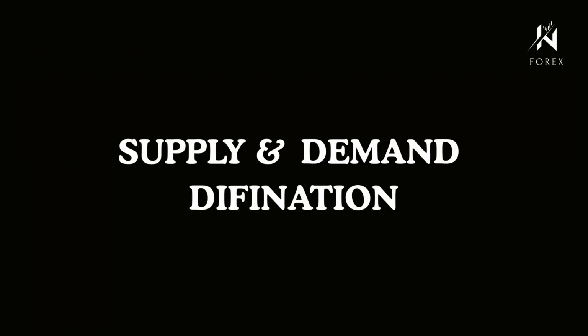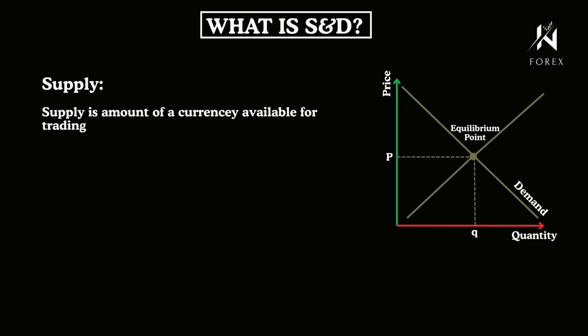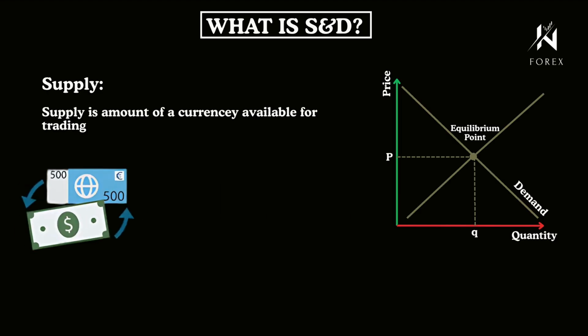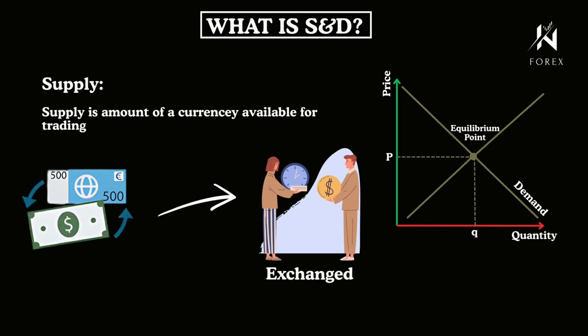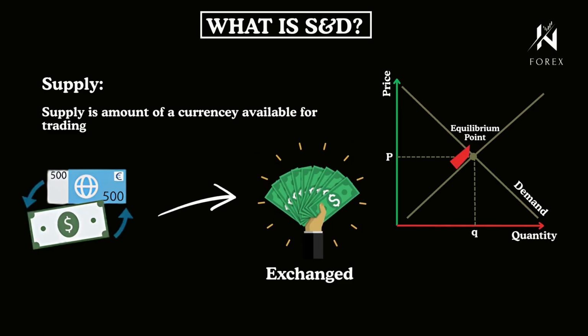Let's quickly clarify the meaning of supply and demand in a currency pair trading session. Supply is the quantity of a currency that's available in the market for trading. In the Forex market, when we mention supply, we're talking about how much of a specific currency, such as the US dollar or the euro, is circulating and ready to be exchanged.